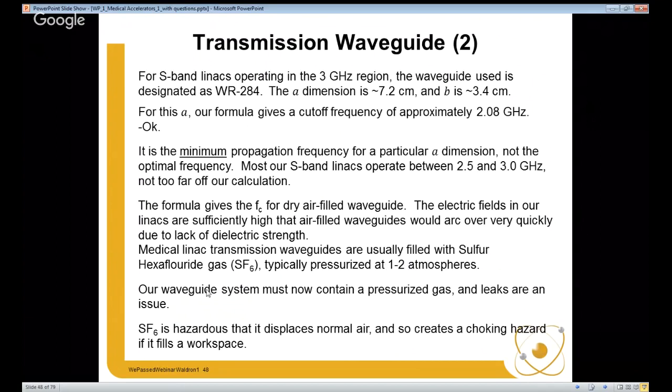So from a maintenance perspective, we now have this other problem in that we have this really hazardous gas in there that we have to keep tabs on. Should the pressure drop low enough, of course, we'll lose that dielectric strength and things will get nasty pretty quick.